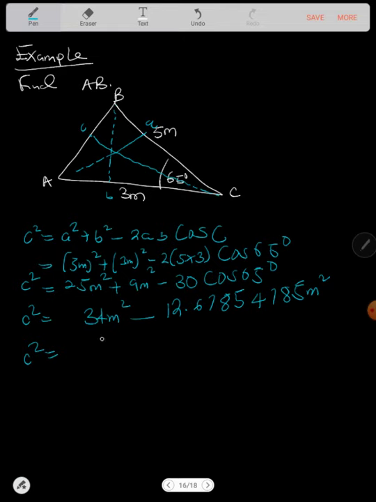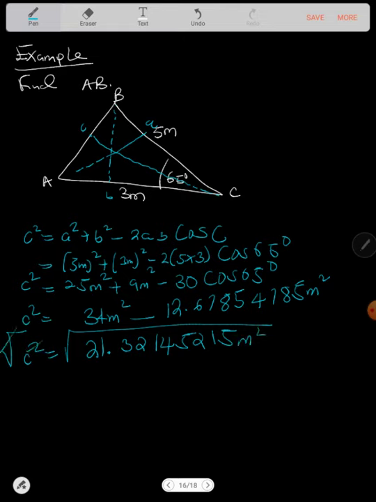So c squared is equal to 34 minus this. So it's giving me this. And because there's a square here, you need to square root both sides, so that you can remain with just c. So c is equal to the square root, which is 4.62 meters.